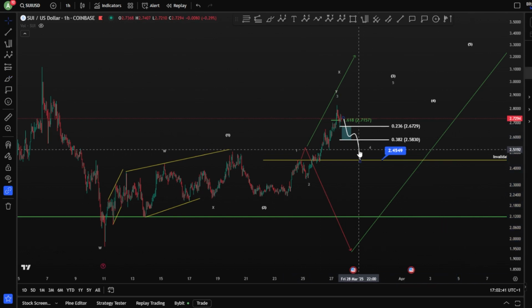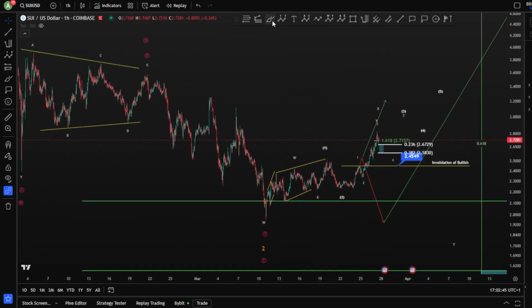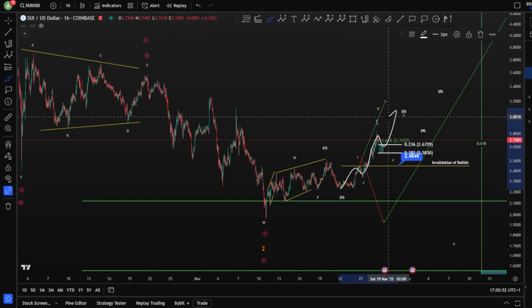Yep, so these are the insights for SUI. Higher potential right now, of course, is for the bullish one. And yeah, definitely, because we took the 1.618 and you are currently in an impulse toward the upside.